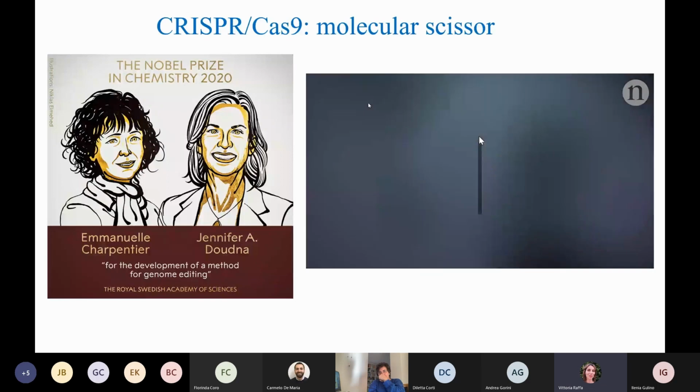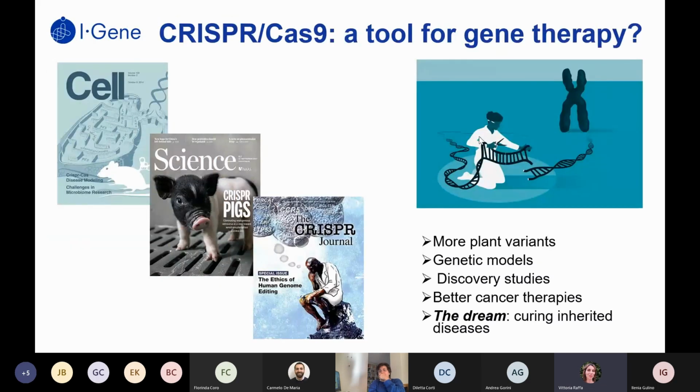Okay. So if this is clear, now let's focus on the applications. What I want to show you today, guys, is what the applications of this technology are, but also to discuss all together the limitations of this technology. But let's start with the applications, the potential of this technology. So how can we use this molecular scissor?